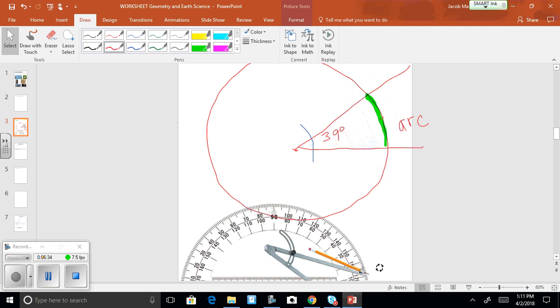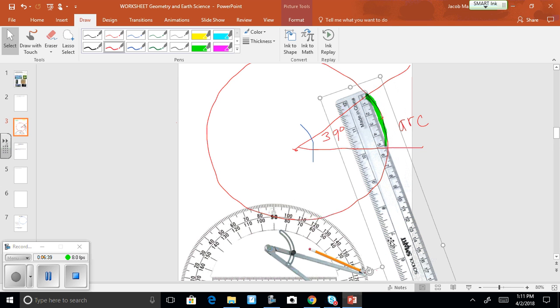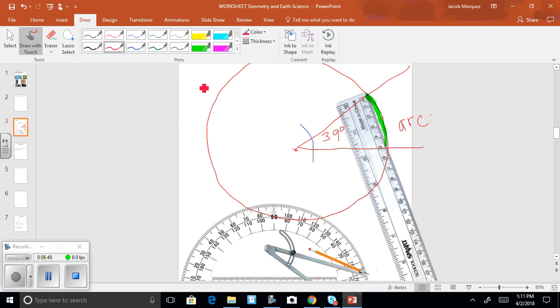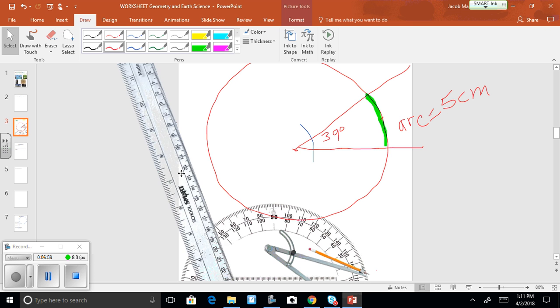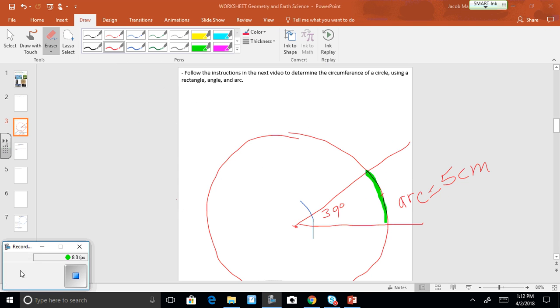Okay, so I know it's a curved line, so it's a little tricky on a ruler, but just try your best to get it as well as you can so that it kind of matches the best. So in this case, that arc is roughly about 5 centimeters. Okay, so this arc equals 5 centimeters. And for this activity, we're going to do everything in centimeters. Okay, so that's how you measure your arc and your angle. Okay, now we can get the circumference.